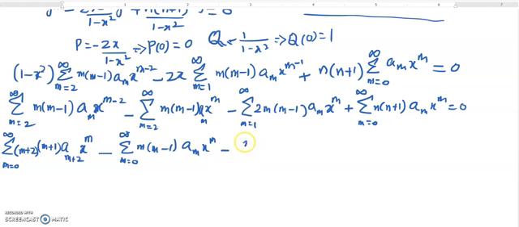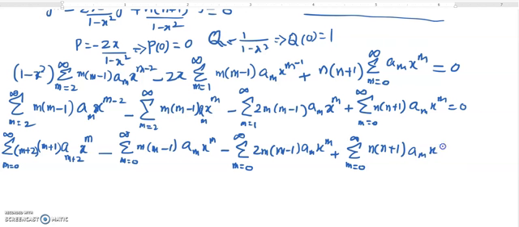Similarly for this, if we start from m is equal to 0, there will be no change needed inside x^m. So we can change m is equal to 1 to m is equal to 0 without changing anything inside, and then plus the sum from m is equal to 0 to infinity of n into n plus 1 a_m x^m. So now all terms have x^m, and all terms start from 0 to infinity.